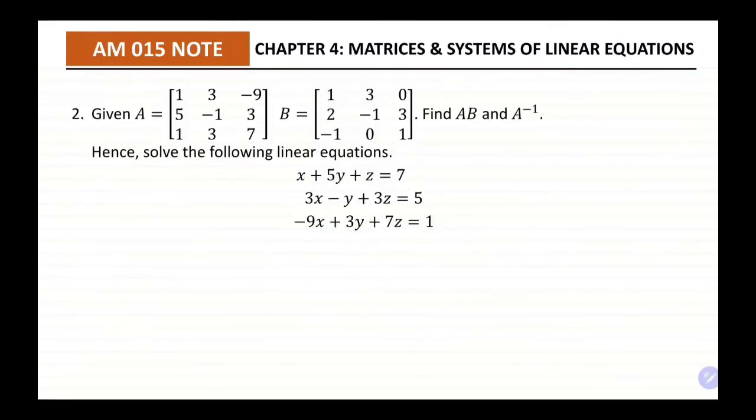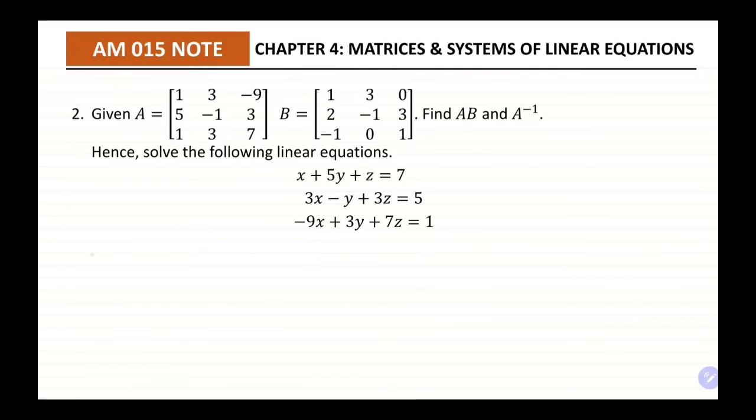We continue question number 2. Given matrix A in 3 by 3 and matrix B also in 3 by 3. First, we find AB and then find A inverse. Hence, solve the following linear equation. Okay, first question, we want to find AB.